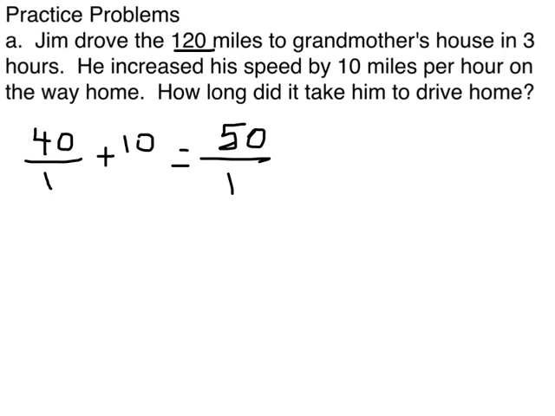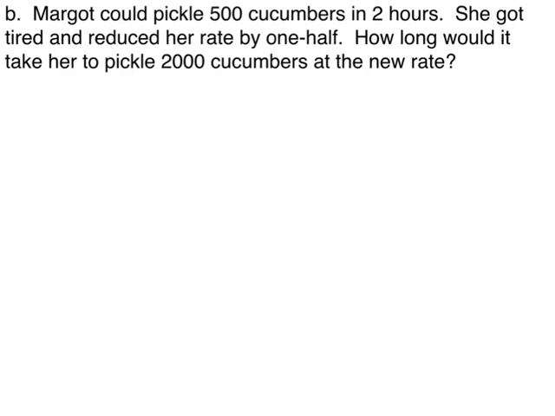Well, he's got to go 120 miles because it's the same distance back as it was coming up. So we'd say 120 divided by 50, and take those zeros off. 12 divided by 5 is 2.5. So it took him 2.5 hours, just increasing his speed 10 miles per hour.